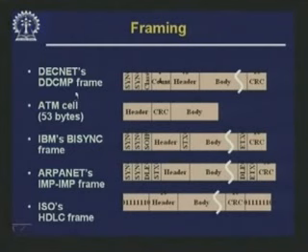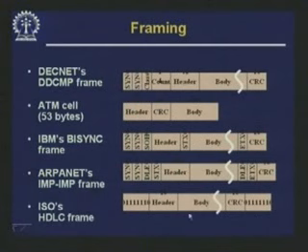For example, DECnets, these are some frames. Excepting the body, the body is the part which came down from above, that means from the network layer. The rest of it, all this header, the part coming in the beginning and the part coming in the end, CRC etc., have been added at this layer. So, DECnet's DDCMP frame looks like this. ATM cells just have a header, CRC and a body. Then IBM had some bisync frame, and ARPANET's IMP frame. This is sort of obsolete now.